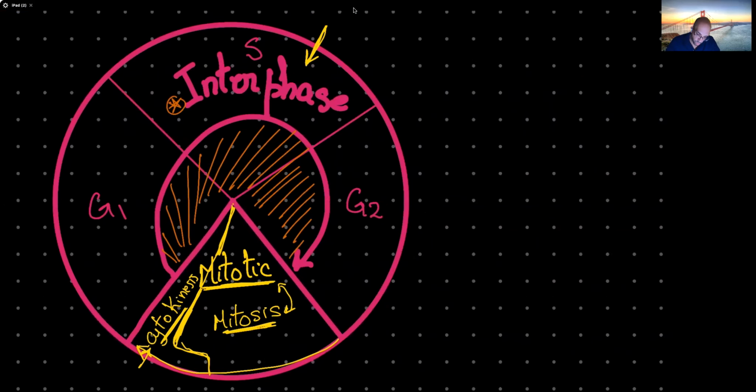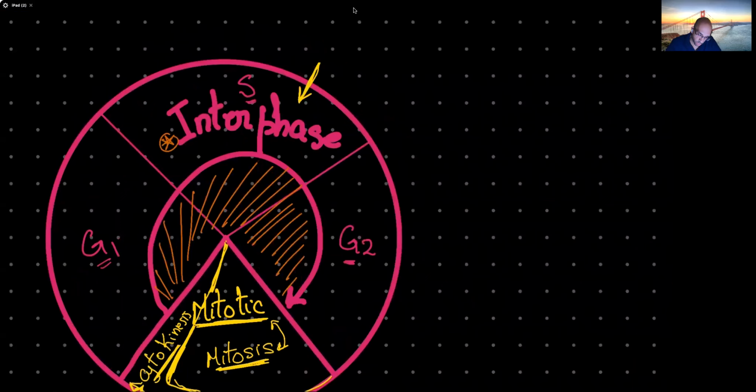Interphase is subdivided into three phases: G1 or growth 1, S or synthesis, and G2 or growth 2. During interphase, the cell will be growing, increasing the amount of cytoplasm, increasing the number of organelles, and will duplicate its genetic material. The duplication of the DNA is going to be taking place during the S phase of the interphase. So interphase is simply the time when the cell is preparing for cellular division.